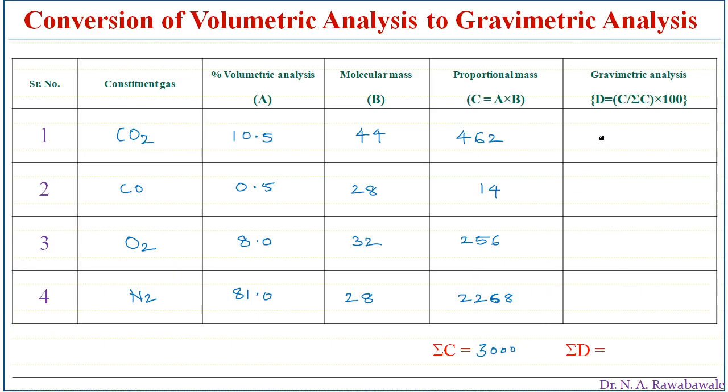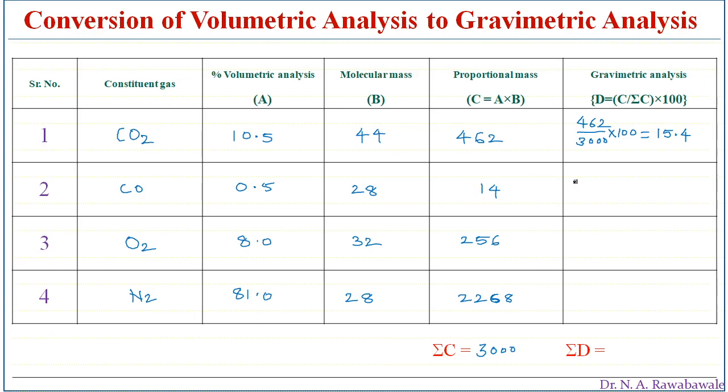Now the gravimetric analysis we can find out. So here C divided by summation of C, the C value is 462, divided by the summation of C, which is 3000, into 100. This works out to be 15.4%. So here carbon dioxide on mass basis is 15.4%, on volume basis it is 10.4%.